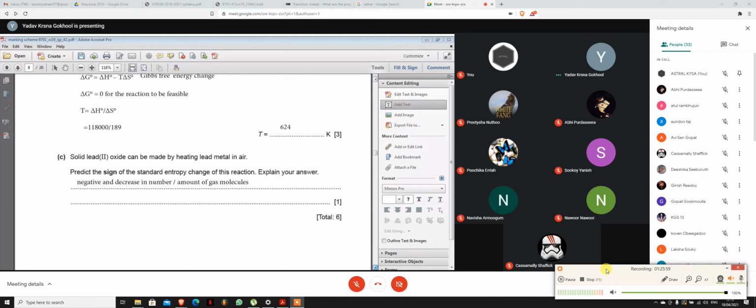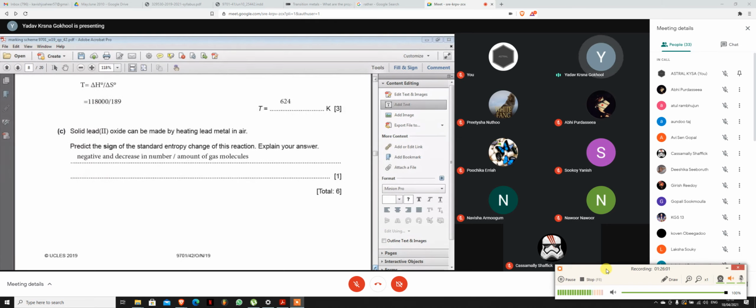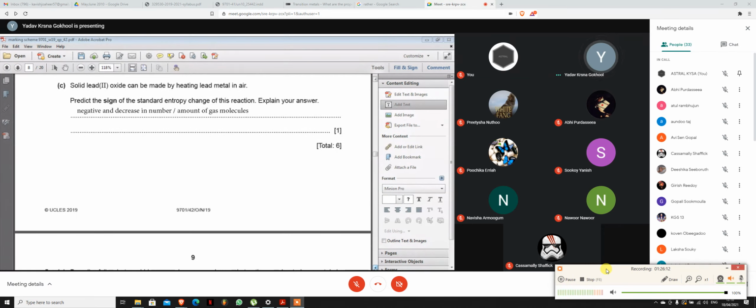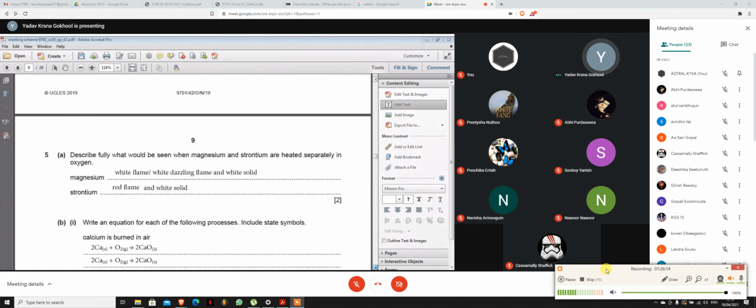Okay. Solid lead trioxide can be made by heating lead metal in air. So what are you doing? You're using air, you're using gas molecules. So when you're using gas molecules, disorder decreases. When disorder decreases, entropy becomes negative.